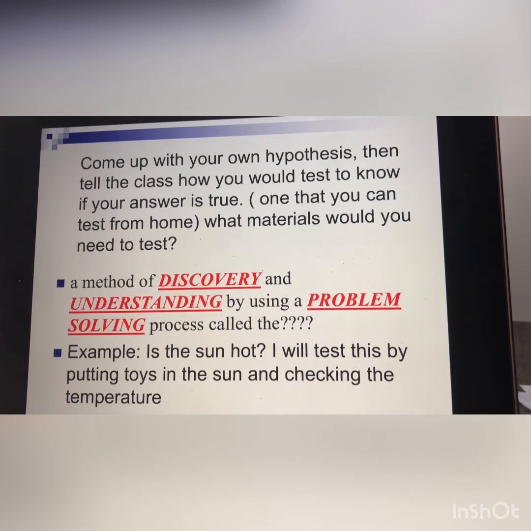An example of a hypothesis is: is the sun hot? And a way to show how you could test that hypothesis is to say, I will test this by putting toys in the sun and checking the temperature. Seems pretty simple, right? Go ahead and take a few seconds to pause and write down your hypotheses and how you plan to test it from home.